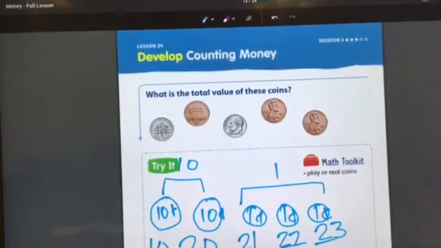So as we get into counting these coins, it is going to become a little bit trickier. I really encourage you to continue practicing counting money, as it's a very important skill.